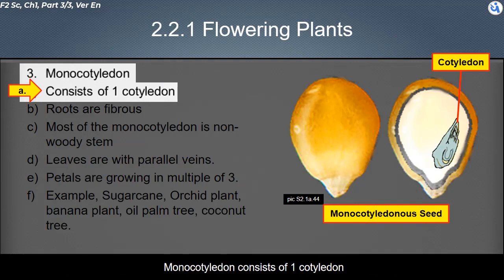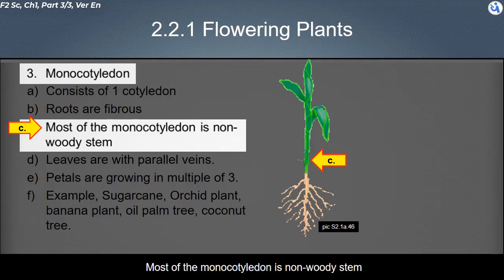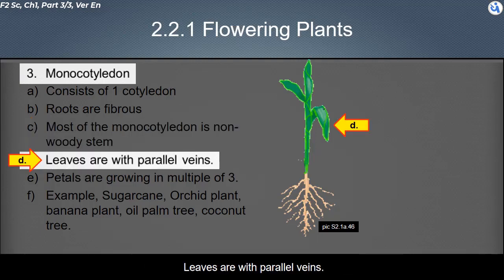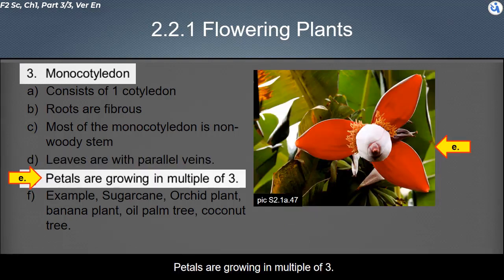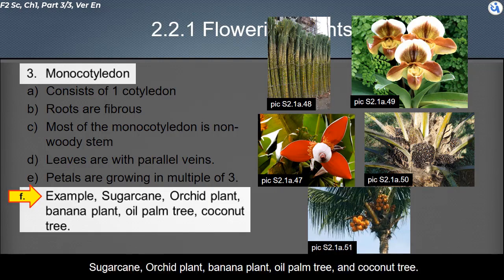Monocotyledon consists of one cotyledon. Monocotyledon's roots are fibrous. Most of the monocotyledons have non-woody stems. Leaves are with parallel veins. Petals are growing in multiples of 3. Examples of the monocotyledon are sugarcane, orchid plant, banana plant, oil palm tree, and coconut tree.